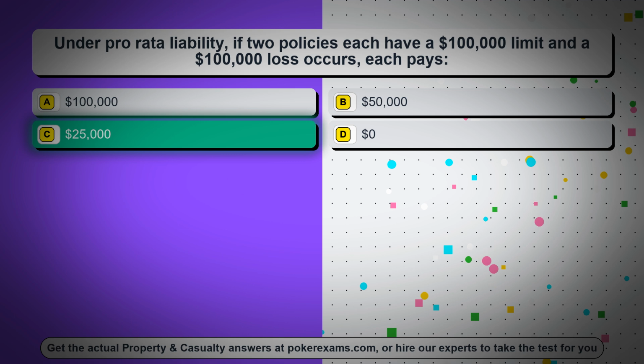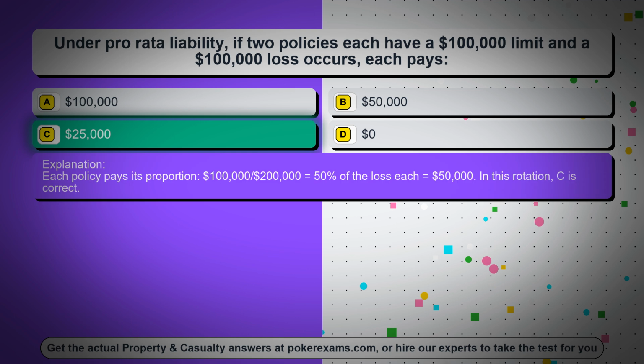The correct answer is option C, $25,000. Each policy pays its proportion, $100,000/$200,000 equals 50% of the loss each, equals $50,000.